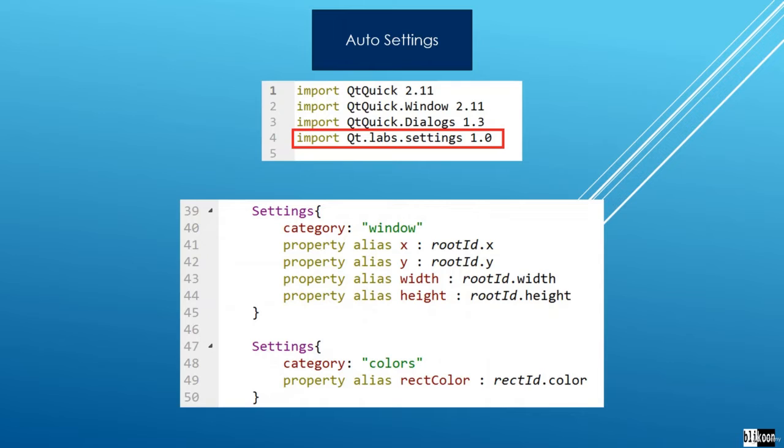I know this might not make sense yet, but we are going to do a full demo about this, and you are going to see this in action. You can also split your settings in categories like this. You see we have a category to save window data, and we have a category to save color data like this. You can split your settings into categories. This is how you do it if you want to save your settings automatically.